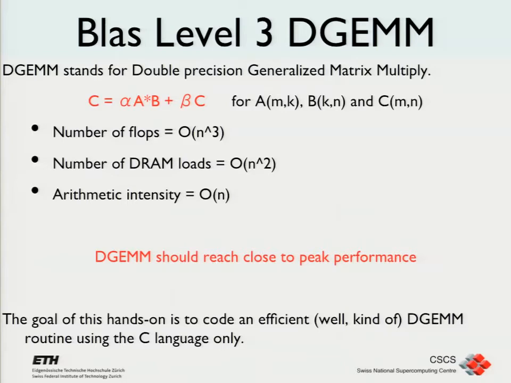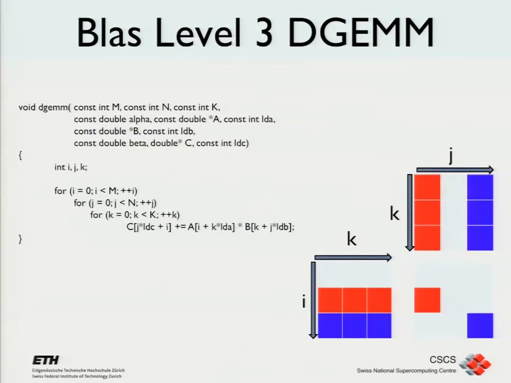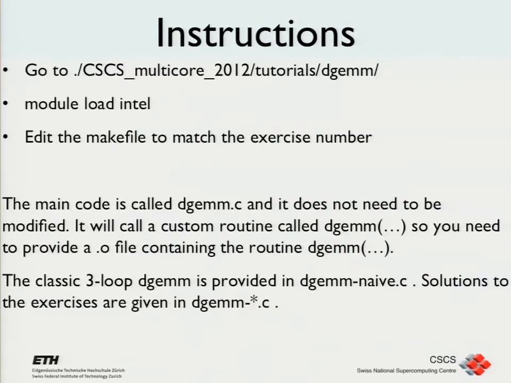So the goal of this hands-on is to start from a very simple implementation of DGEMM and apply the techniques we talked about, like blocking and unrolling and everything, and see the performance increase all along. So this is the basic implementation of DGEMM, and we are going to modify this code in order to increase the performance. So you'll have the codes in this directory. Try to run it on Pilatus. I run it on Pilatus.